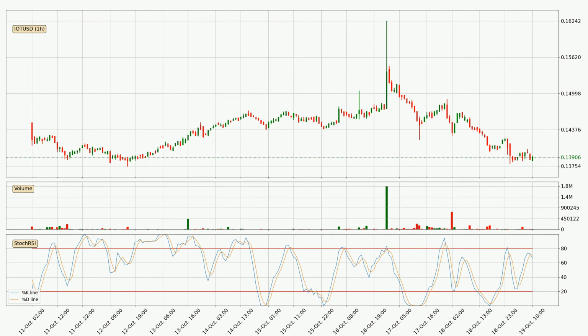Jumping to the hourly stochastic RSI, there are no signs of the stochastic RSI being oversold or overbought at this time, but we can see that the trend is currently going down because the K line is below the D line.